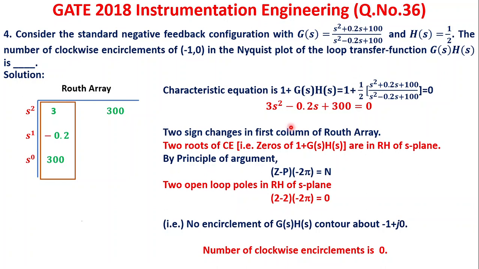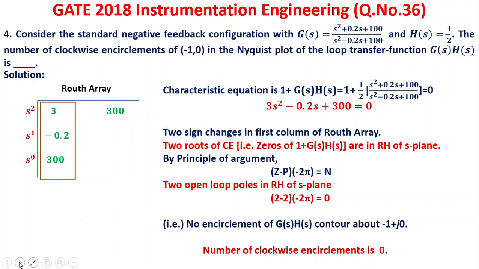So why waste time in finding the roots? So two open loop poles in right half of S plane, because positive real part, complex poles always occur in conjugate pairs. So (2 minus 2) into minus 2 pi is 0. That means we can find that there are no encirclements by this formula. Therefore, minus 1 plus j0 will not be encircled by the Nyquist plot. Therefore, number of clockwise encirclement is 0. Even if the question is number of anti-clockwise encirclement, it is 0. It is not at all encircling.